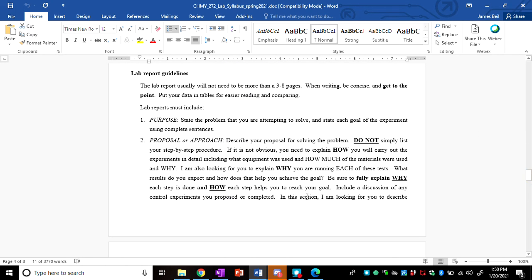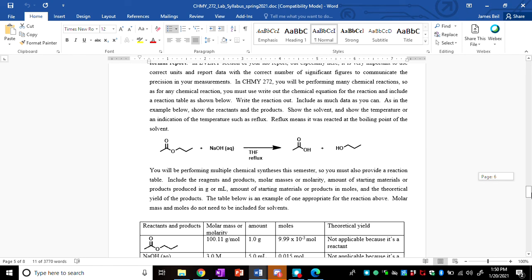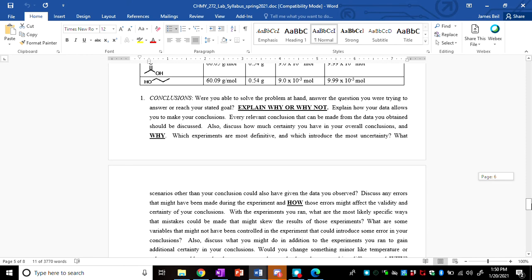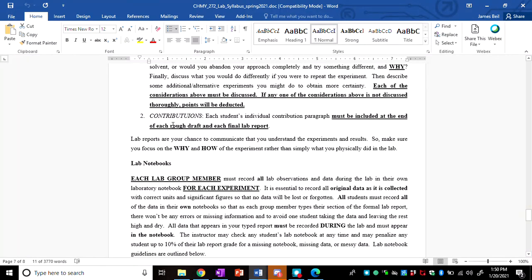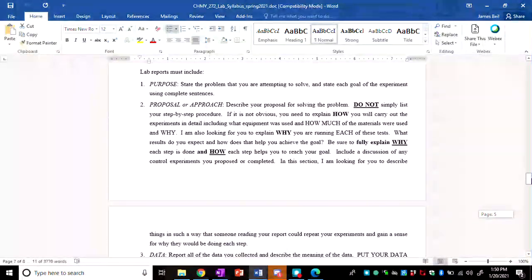So the lab report guidelines are basically the same. I'm looking for you to include these sections in your lab report and answer these questions and describe things according to these guidelines, so you can read through there. Just make sure, this numbering got a little messed up here.